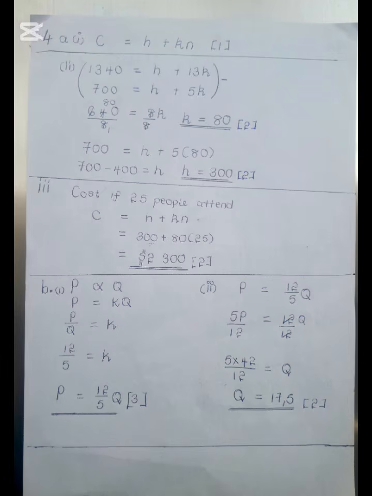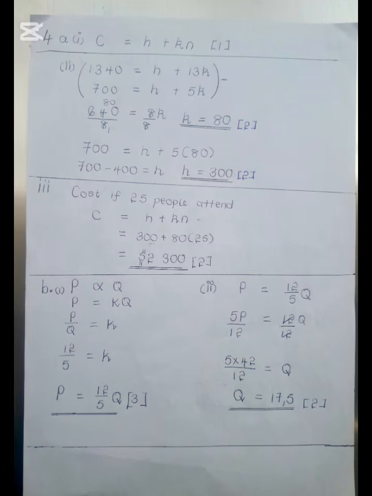And then on part 2, calculate the value of Q when P is equal to 42. So we are having our equation P is equal to 12 over 5Q. We want to find the value of Q, so we need to make Q the subject of formula. First of all, we multiply both sides by 5, so that we now have 5P is equal to 12Q. We divide both sides by 12, so that our Q is equal to 5P divided by 12.